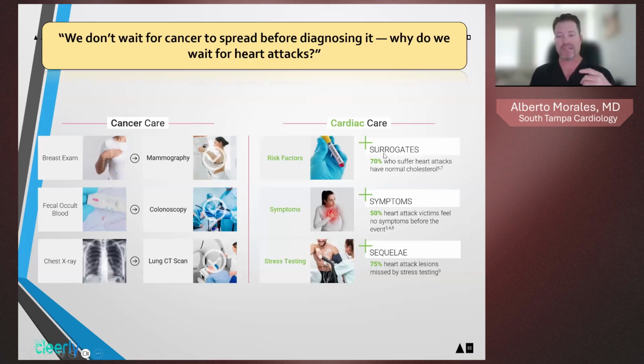We're still using surrogates, even though up to 25% of patients who are healthy don't have any risk factors, and up to 70% of patients with normal cholesterol have heart attacks. We wait for symptoms, yet we know 50% of people may die before the onset of symptoms. And then we miss plaques with stress testing that are non-obstructive, which are the risky plaques.